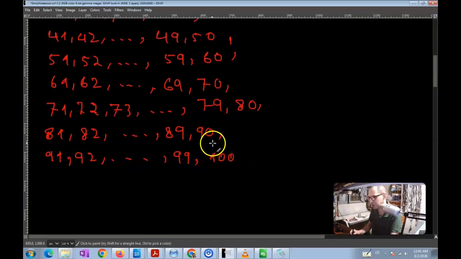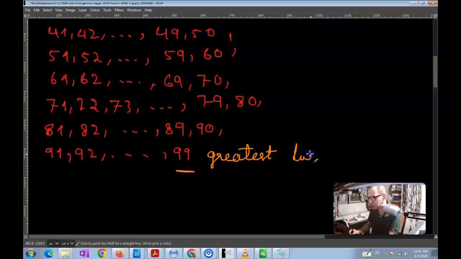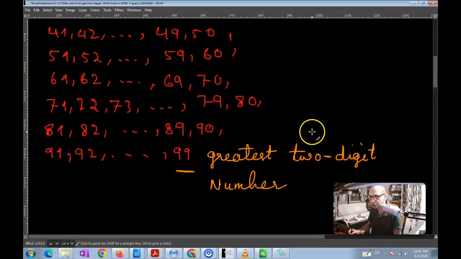So that means that when you get to 100, you get to 3-digit numbers. All the way up to 99, we are dealing with 2-digit numbers, right? Which means that 99 is nothing but the greatest 2-digit number, right? It is the greatest 2-digit number.